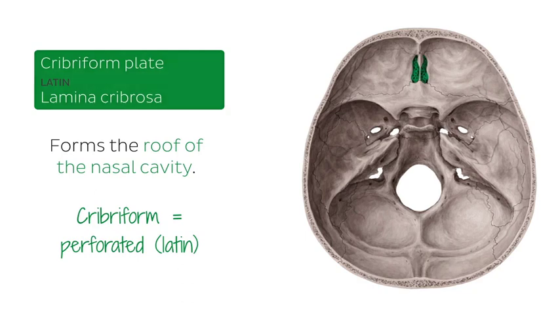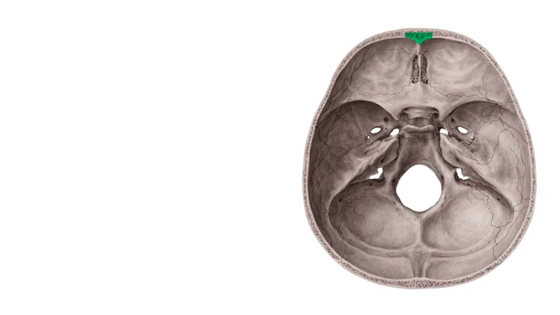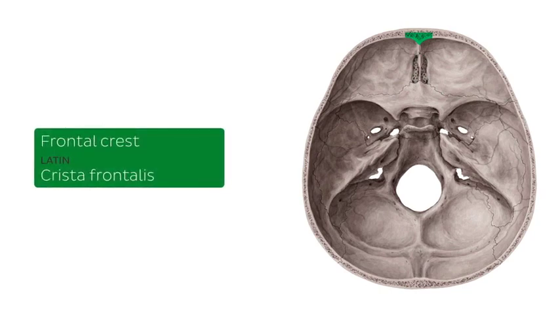The other structure that we're going to be highlighting here belongs to the frontal bone and is known as the frontal crest. The frontal crest is located on the frontal bone, as I mentioned, on the internal surface. From this aspect, we see the notch.